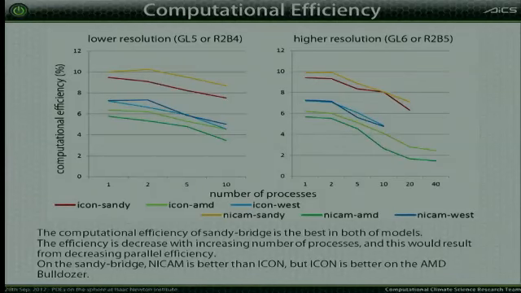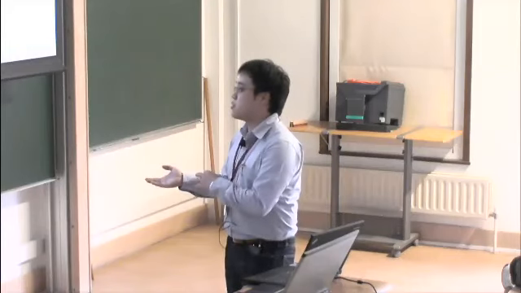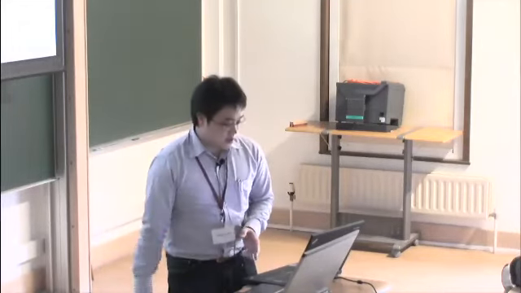So this is the computational efficiency. The colors are the same as before, and the computational efficiency of Sandy Bridge is the best in both of the models. So this is a comparison with the ideal computing performance of each CPU. So the vertical axis is a percentage compared with the ideal performance. So we can directly compare Sandy Bridge, Westmere, and also AMD. So we can find that Sandy Bridge is the best in this case.